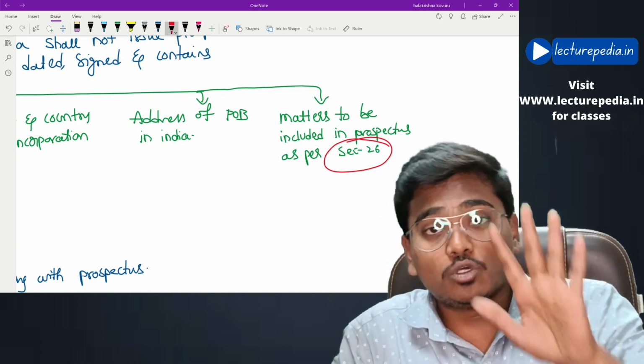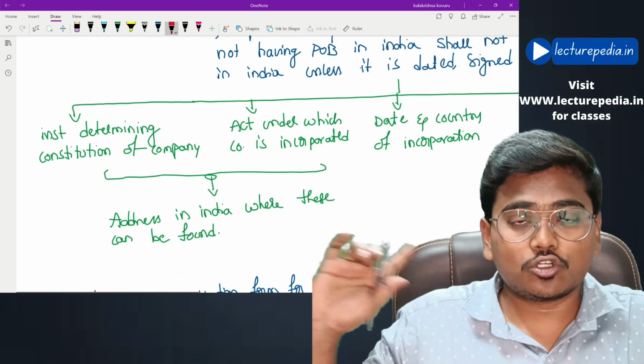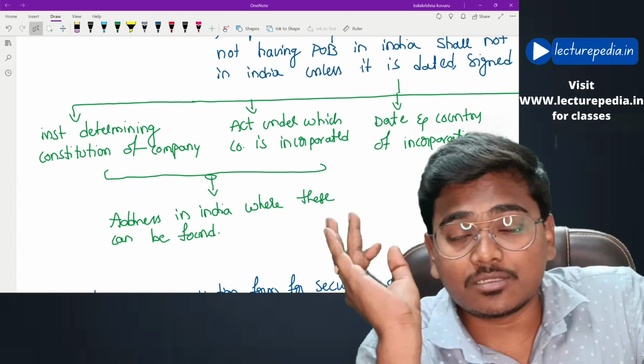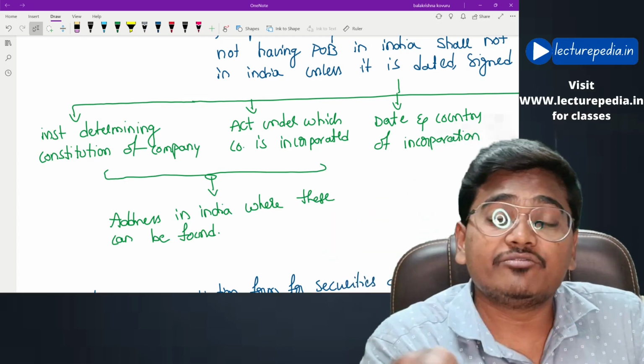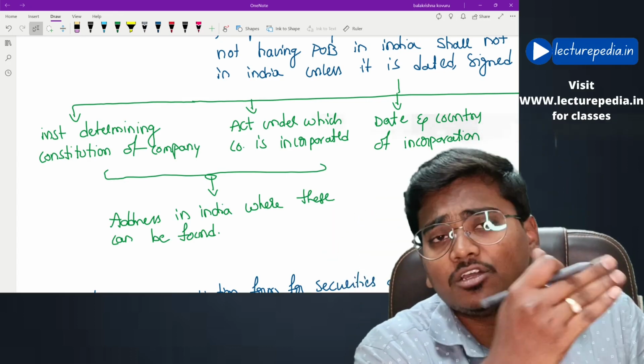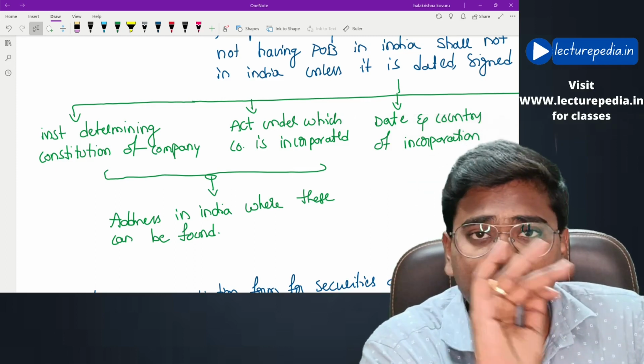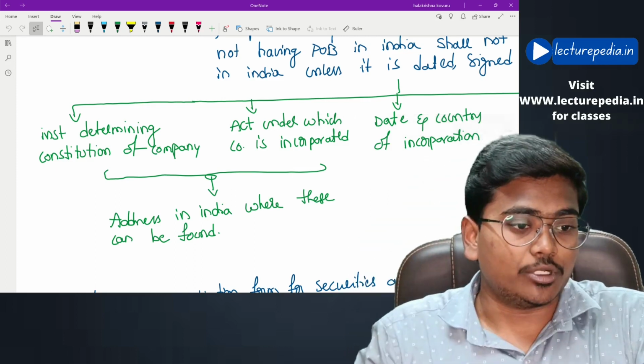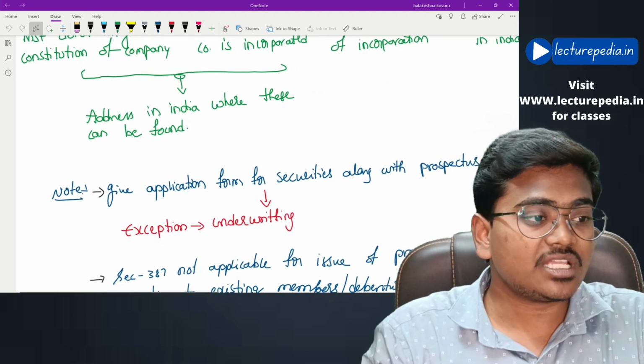Apart from those matters, these additional points should also be included in the prospectus if it is being issued by a company which is incorporated outside India, whether having or not having a place of business in India, and raising money from Indian people or from India. And there is a note.